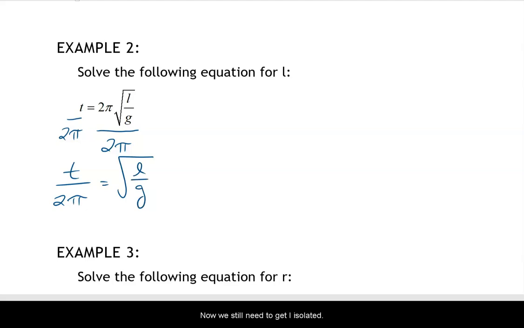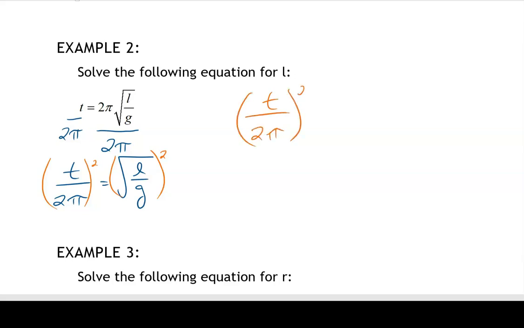Now we still need to get L isolated. To do that, we need to get rid of our square root symbol. To do that, we would square both sides to get rid of a square root. Squaring gets rid of that. That will give us T over 2 pi, quantity squared, equals L over G.